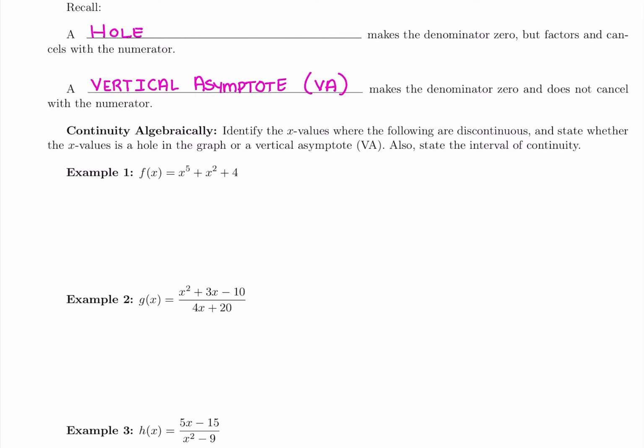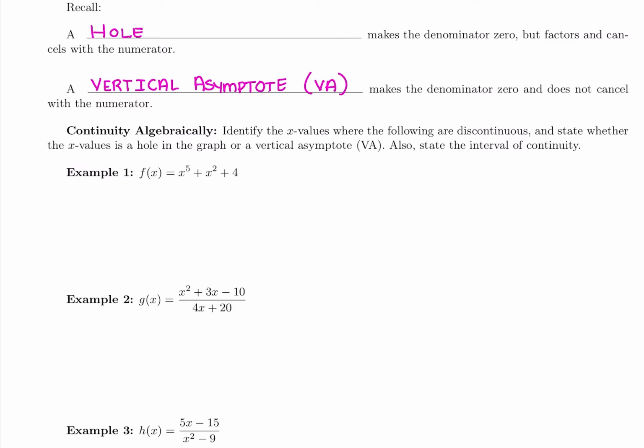So looking at these examples, we're going to identify x values where the following are discontinuous, state the x value and whether it's a hole or a vertical asymptote that's making it discontinuous, and then also give an interval of continuity to just practice writing things out in interval notation. So in this first example, we have f of x is x to the fifth plus x squared plus 4. And we want to figure out where is it going to be discontinuous? Where do we divide by 0 on this?